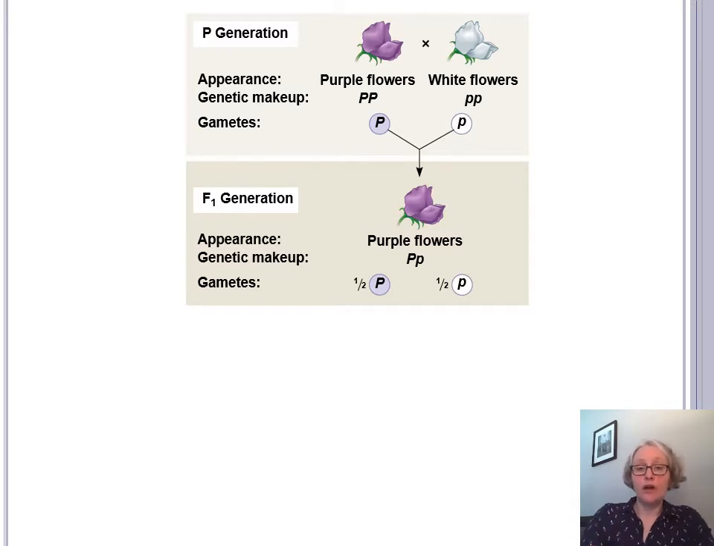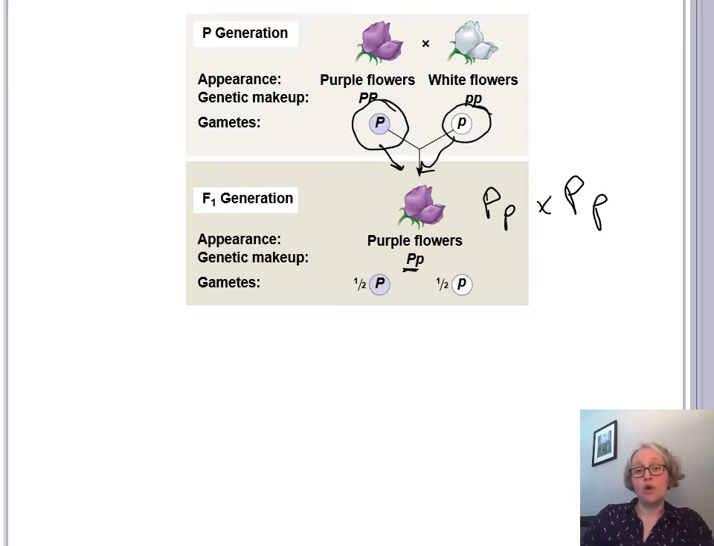Each of these purple flowers had gotten one dominant allele from dad and one recessive allele from mom, so they were all big P, little p. And so what we did was, in the F1 generation, we allowed this cross to cross with itself: big P, little p times big P, little p. Those heterozygous purple plants crossed.